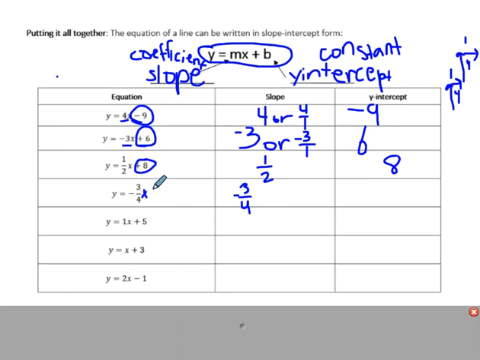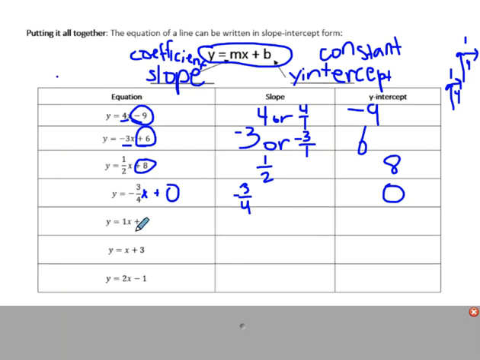Because there's no number written there, it's basically like plus 0. So that means my y-intercept is 0. It crosses the axis at the origin, (0, 0). If you don't see anything behind the y equals something x, that just means there's no b, so the y-intercept is 0.